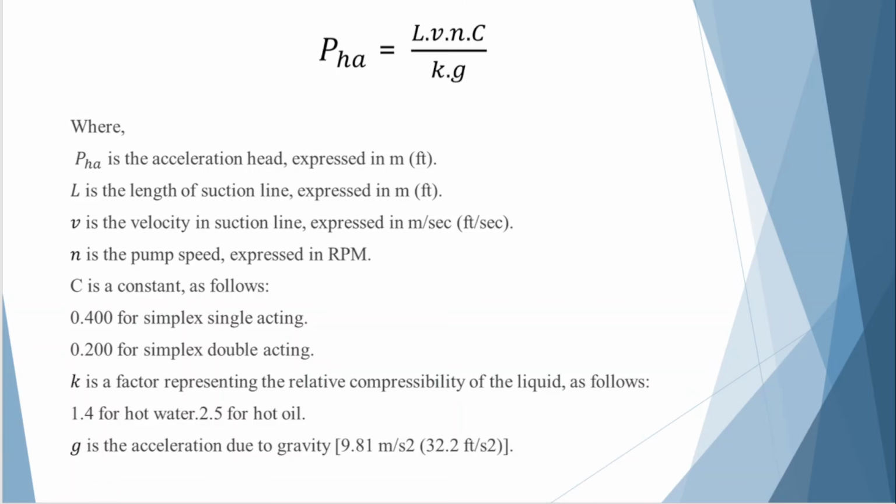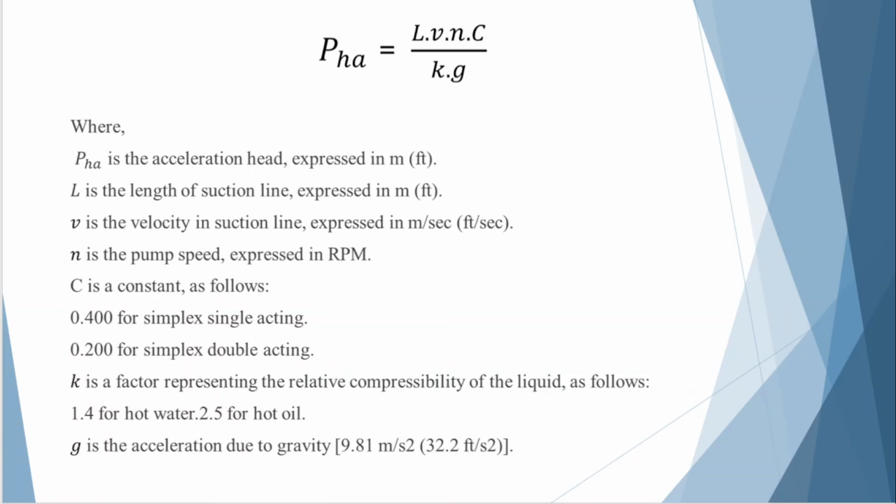N represents the pump speed in revolutions per minute. As the pump speed increases, the piston accelerates and decelerates more rapidly, requiring additional pressure to accelerate the liquid column. C is a constant that depends on the pump type. For a simplex single-acting pump, the value is 0.4, while for a simplex double-acting pump, it is 0.2. K is the liquid compressibility factor, and its value depends on the type of liquid being pumped. Finally, G is the acceleration due to gravity, which is 9.81 meters per second squared.